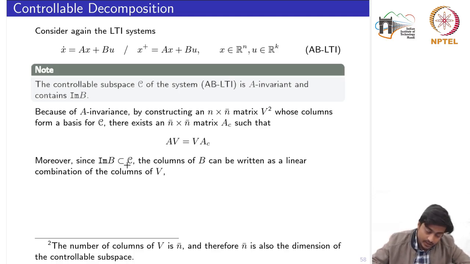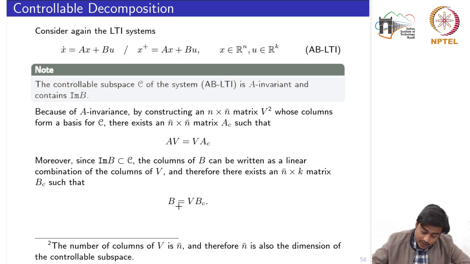Moreover, since the image of B is contained in the controllable subspace, we know that the columns of B can be written as a linear combination of the columns of V. Now if it can be written as a linear combination of the columns of V, I can write B is equal to V into B_C. So therefore there exists an n bar cross k matrix B_C such that this equation is satisfied, and this is nothing but saying that B is a linear combination of all the columns of V. Okay.